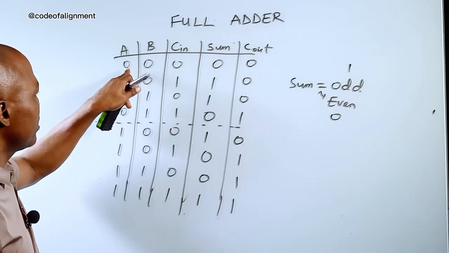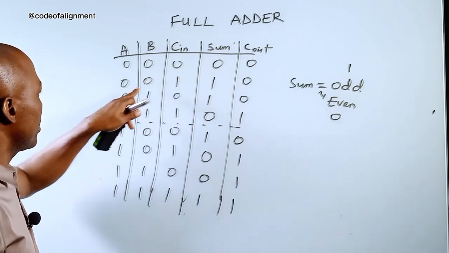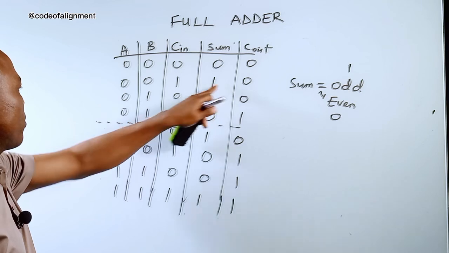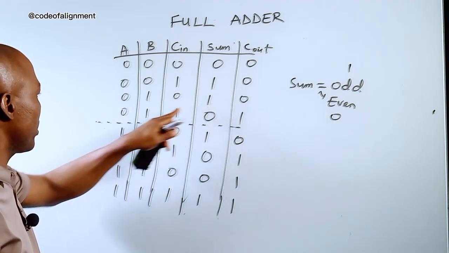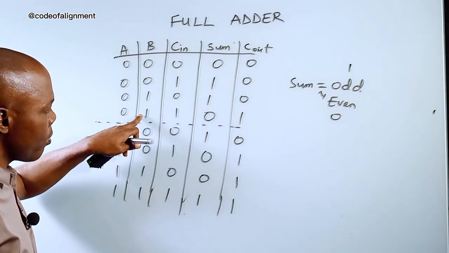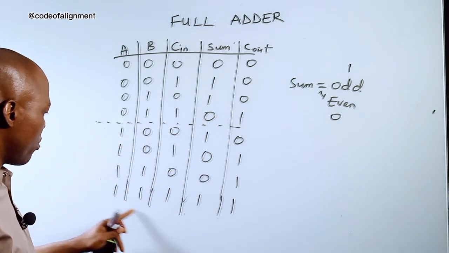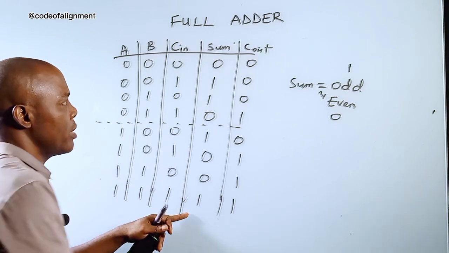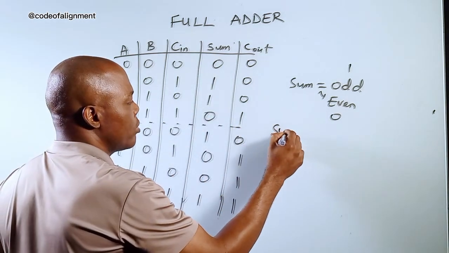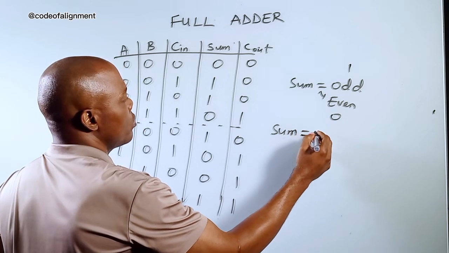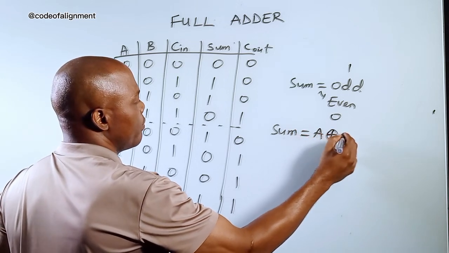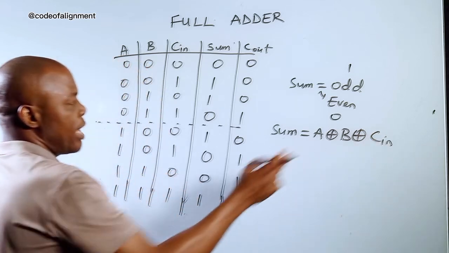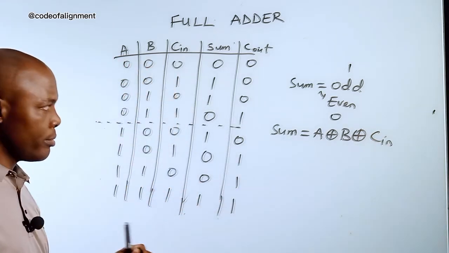So you can see 0, 0, 0 will give you 0. 0, 0, 1. How many 1s are there? 1. That is odd. It will give you 1. How many 1s are here? It will give you 1. How many 1s are here? Even. That will give you 0. How many 1s are here? Odd. That will give you 1. So that is what you are deriving from this place. So sum is still exclusive OR. Sum equals A exclusive OR B exclusive OR Cin. That is what you are deriving from this.